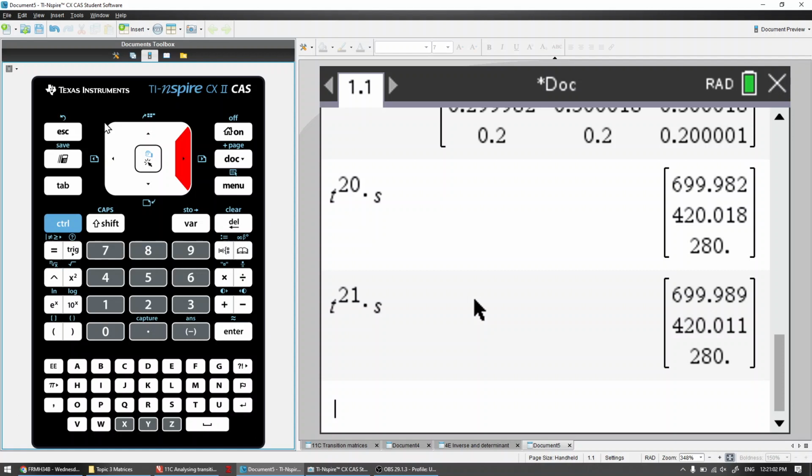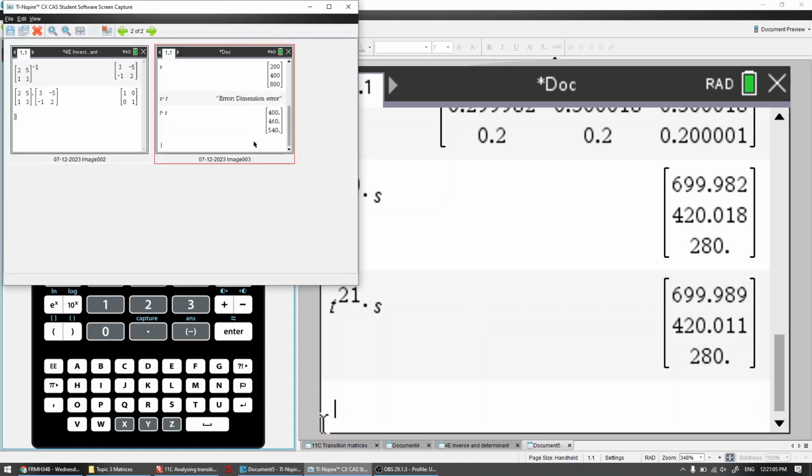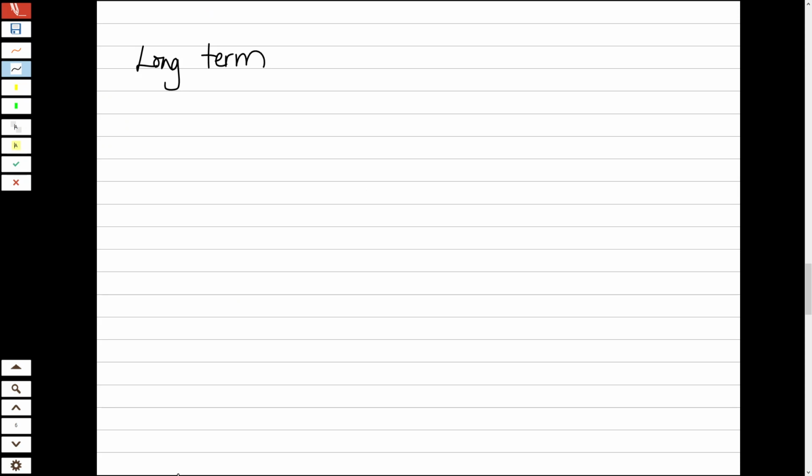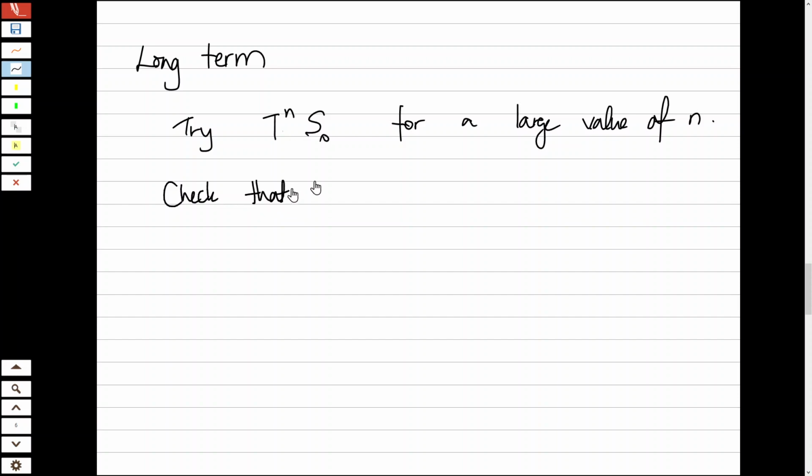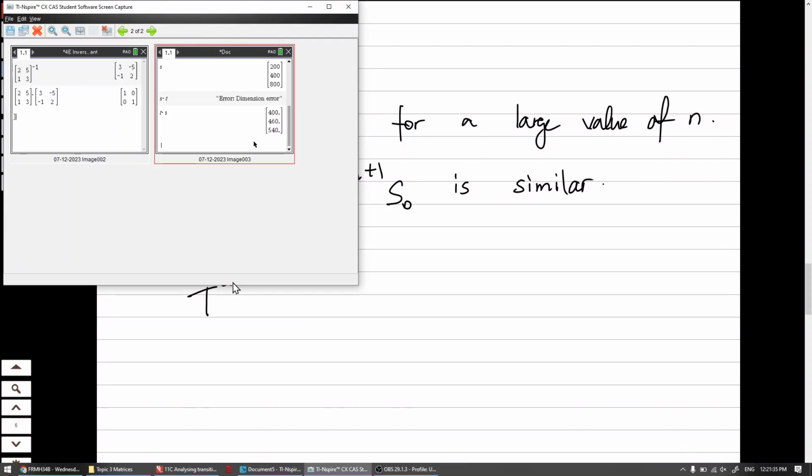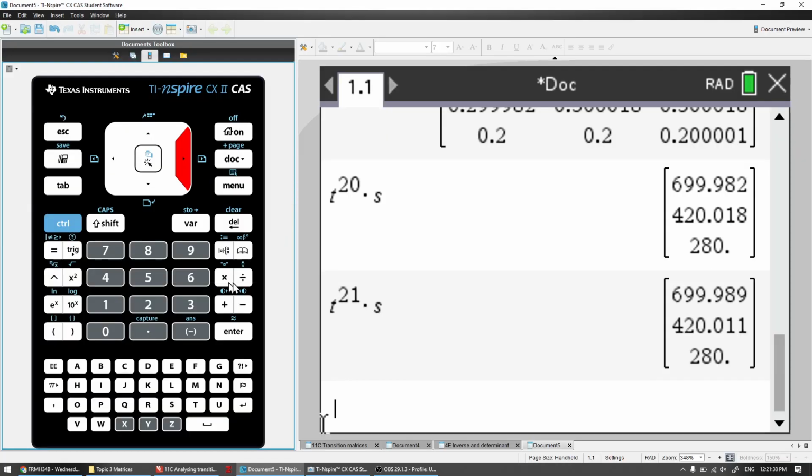All right, so why don't I write this down? So try T to the n times S naught for a large value of n. Check that T to the n plus 1 is similar. So in our case, T to the power of 20 and 21.